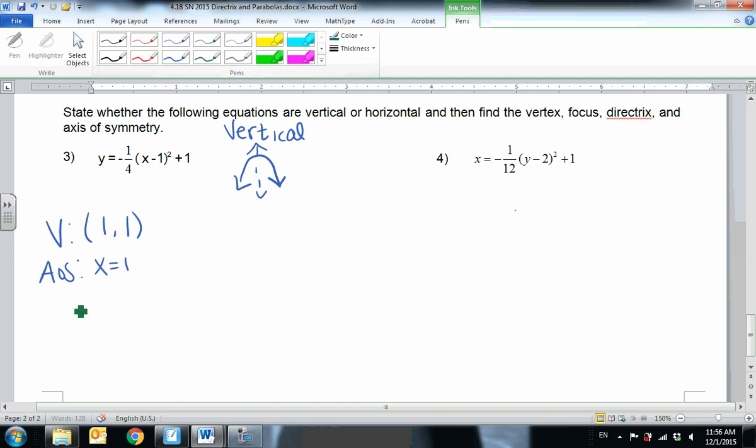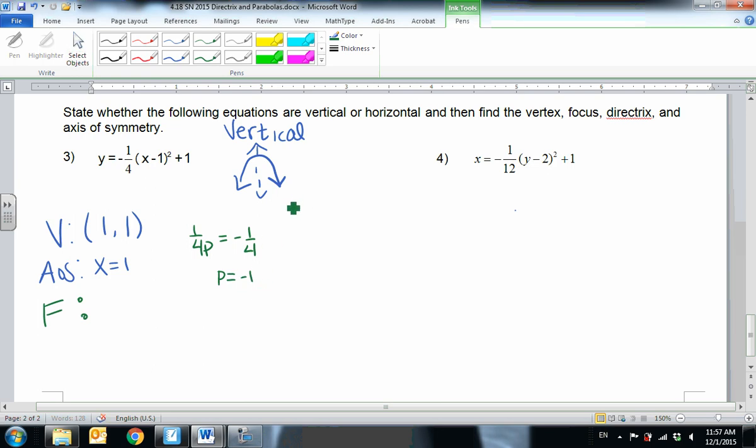All right, now let's find our focus. In order to find our focus, we have to know our p-value. All right, so if 1/4p is equal to negative 1/4, what does that tell us? What's p? -1. Good.